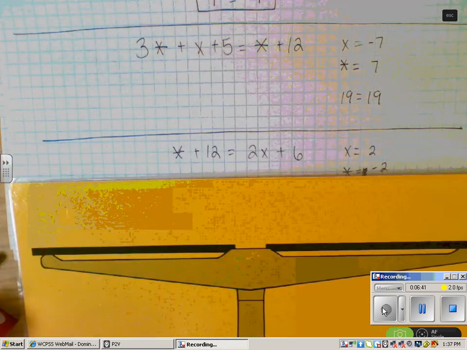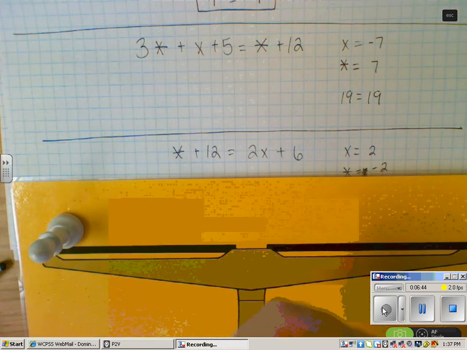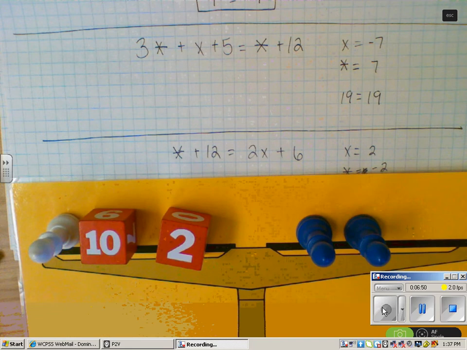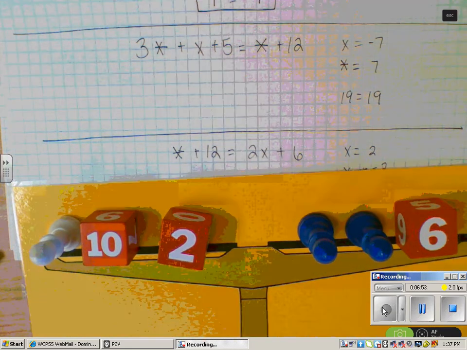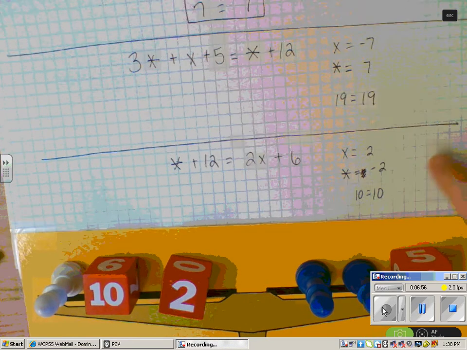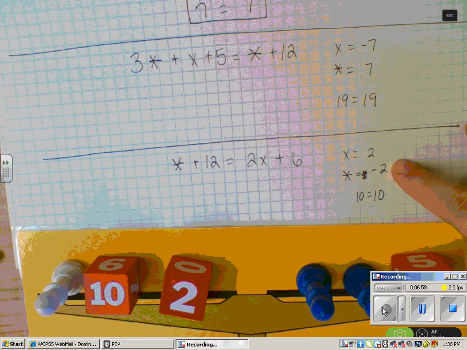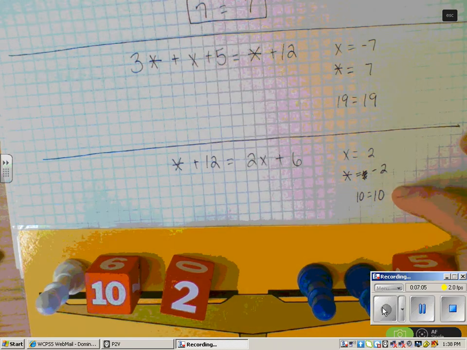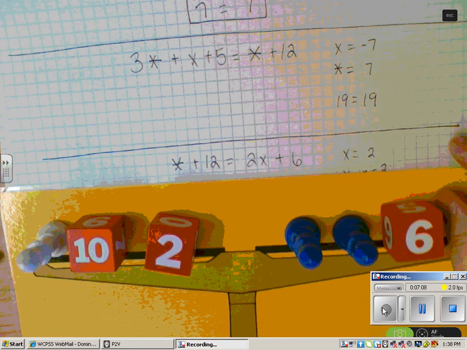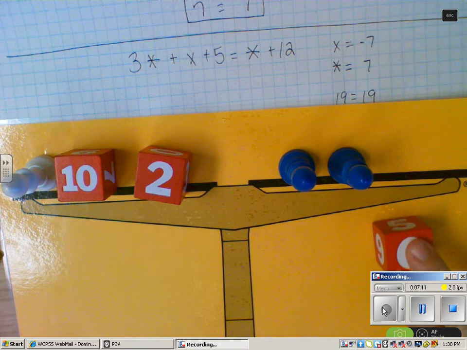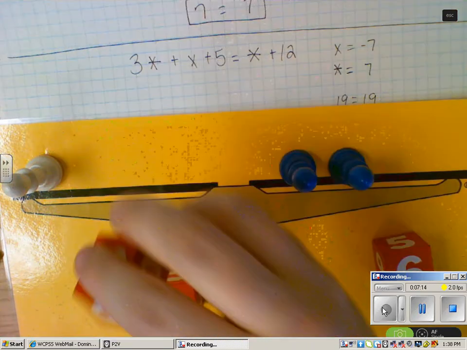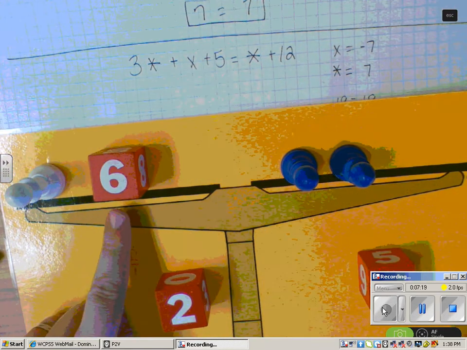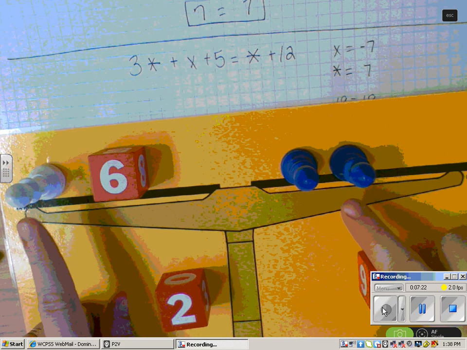The second problem is star plus 12 equals 2x plus 6. Start by removing number cubes. Here's my answer. If you didn't get my same answer, make sure you're paying attention. X is 2, star is -2, and my check was 10 equals 10. Okay, start by removing the number cubes, 6 from this side and 6 from this side. You're left with 6. And now I have star plus 6 equals 2x. I want to get rid of this star over here.